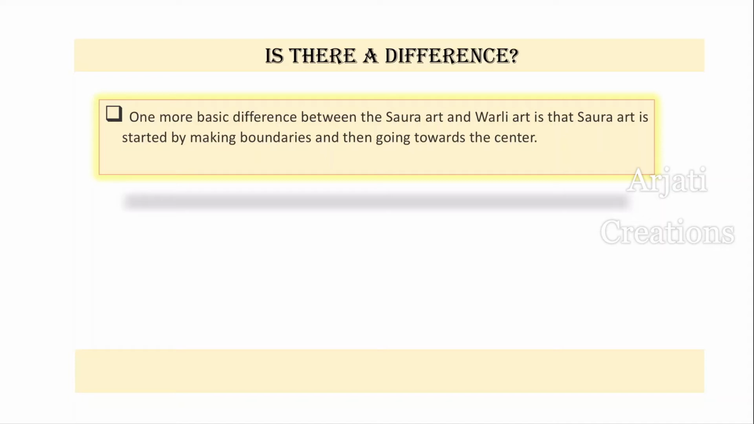While in Warli paintings, borders may or may not be made. It is not compulsory to make borders. In some Warli paintings there are borders, in some of them they are not. But in Sora art, borders are extremely important to make.